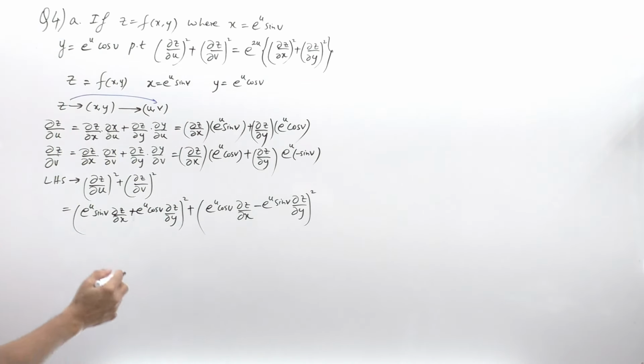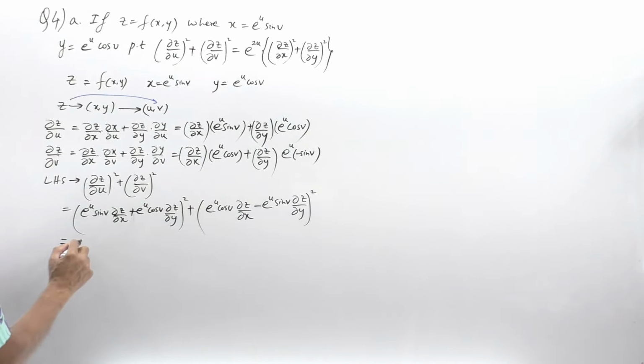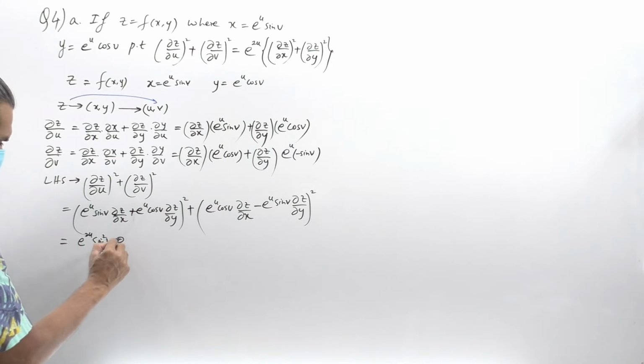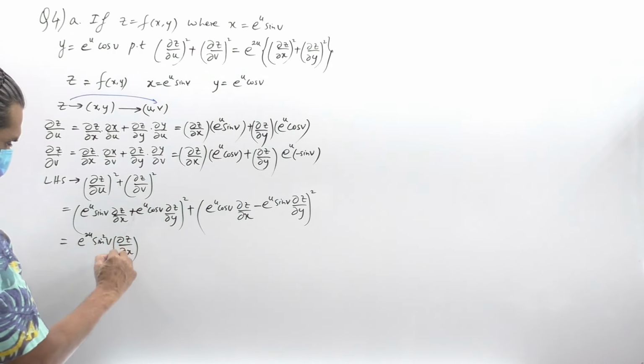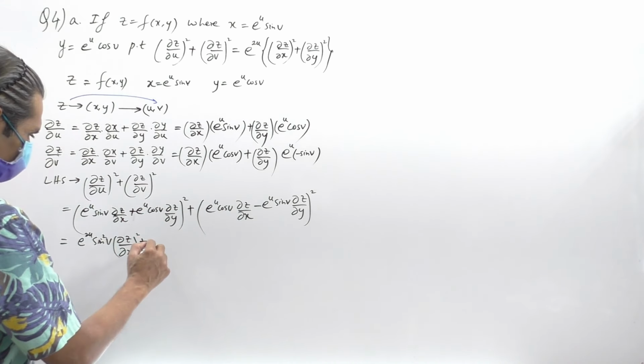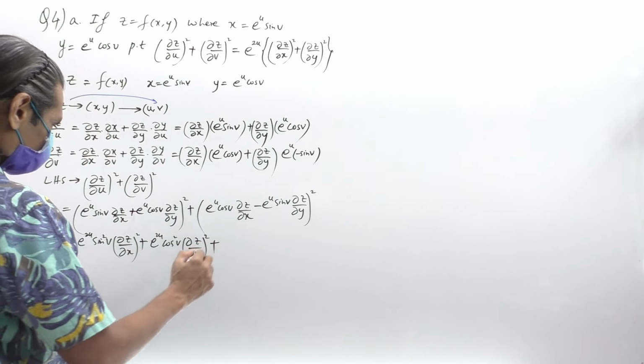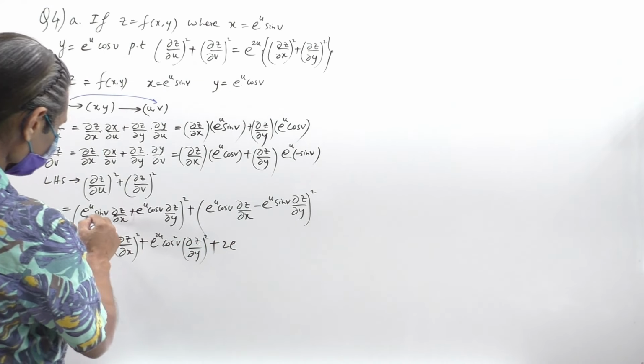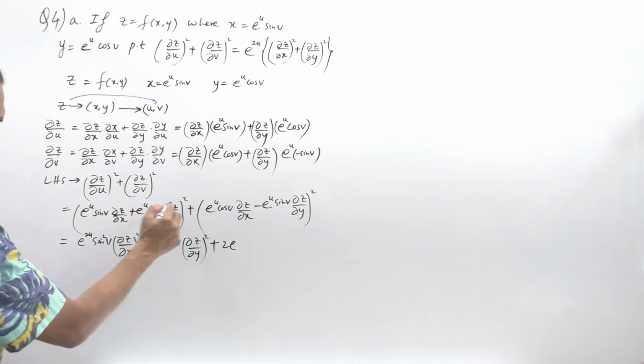So let's square this. See, (a plus b) the whole square is a square plus b square plus 2ab. So this will become e raised to 2u sin² v (∂z/∂x)² plus again e raised to 2u cos² v (∂z/∂y)² plus 2ab. So 2ab is 2 e raised to 2u sin v cos v, and ∂z/∂x into ∂z/∂y.